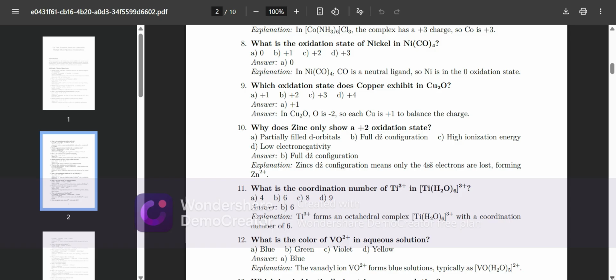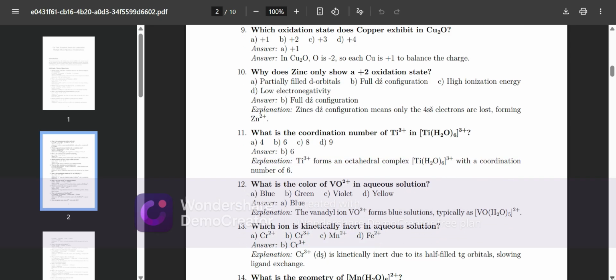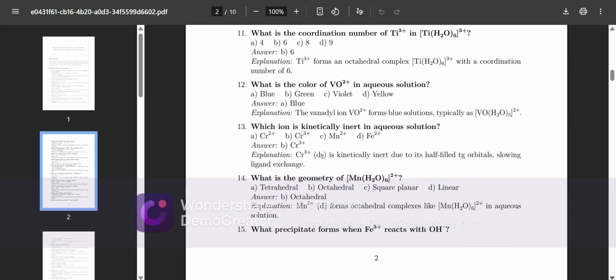What is the coordination number of Ti3+ in [Ti(H2O)6]3+? 6. Ti3+ forms an octahedral complex [Ti(H2O)6]3+ with a coordination number of 6. What is the color of VO2+ in aqueous solution? Blue. The vanadyl ion VO2+ forms blue solutions, typically as [VO(H2O)5]2+.